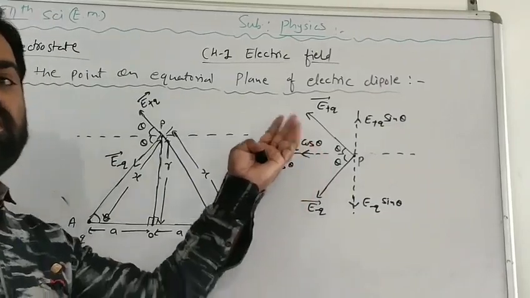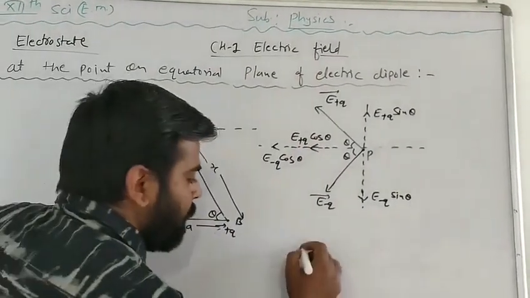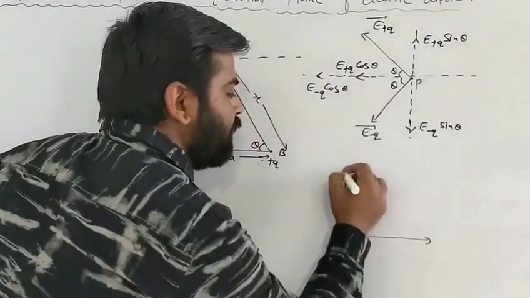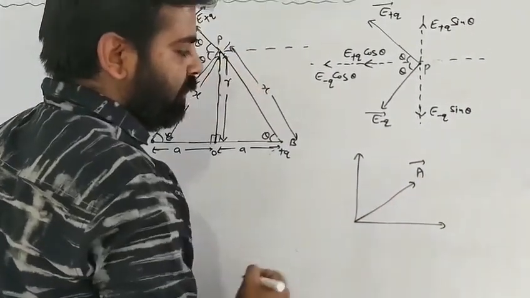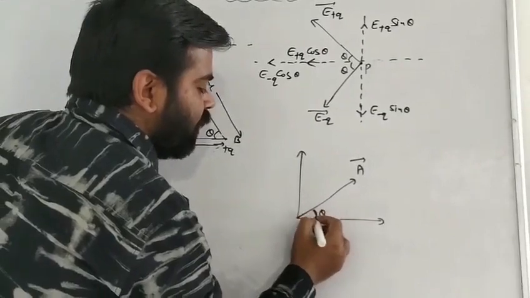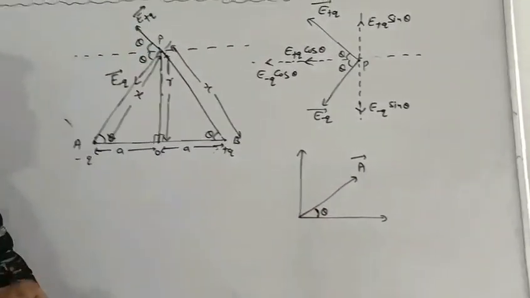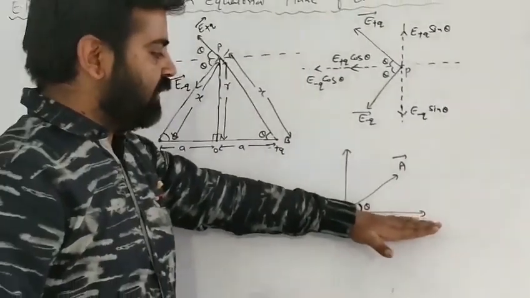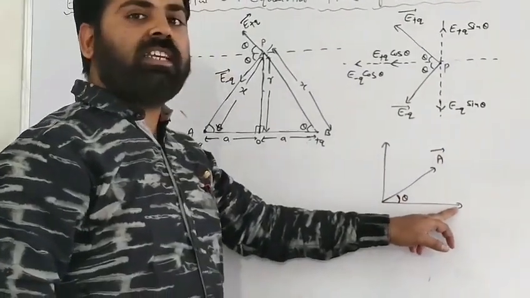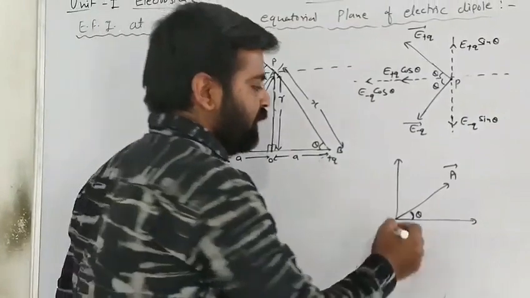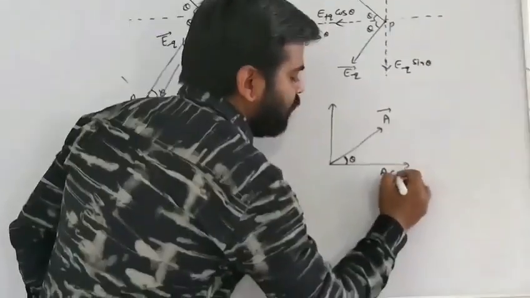For resolving in their components, in 11th class, as I have discussed, this is a vector which makes theta angle from horizontal. Which line does it make theta angle with? This makes a cos theta. That means it is a cos theta component.